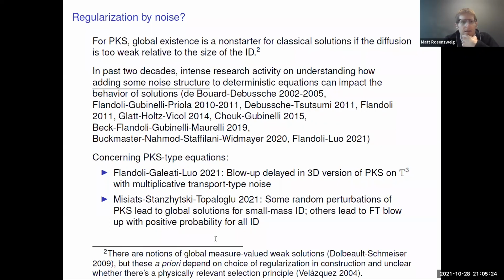So this tells us that for this PKS equation, global existence is a non-starter for classical solutions if the diffusion is too weak relative to the size of the initial data. In particular, if we don't have any diffusion, then there's no global existence. We have finite time blowup. But in the past 2 decades, there's been a lot of research on understanding how adding some noise structure of varying forms to a deterministic equation can impact the behavior of solutions. And many people have investigated this. I've listed some names here.